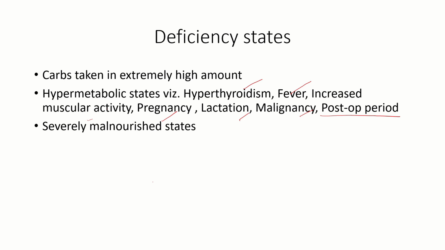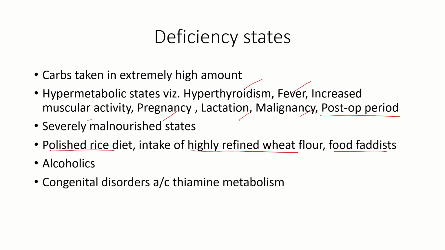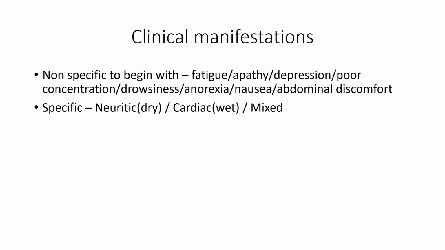Then a diet which is enriched only with polished rice, white rice, and very refined wheat flour, or certain food faddists, will develop a deficiency of thiamine. Alcoholics, because of their poor feeding habits and because of gastritis, which impairs absorption, will develop a deficiency. And then lastly, we have congenital disorders associated with thiamine metabolism, which we'll be discussing in the coming slides. But before that, let's move on to the clinical manifestations of the deficiency state.